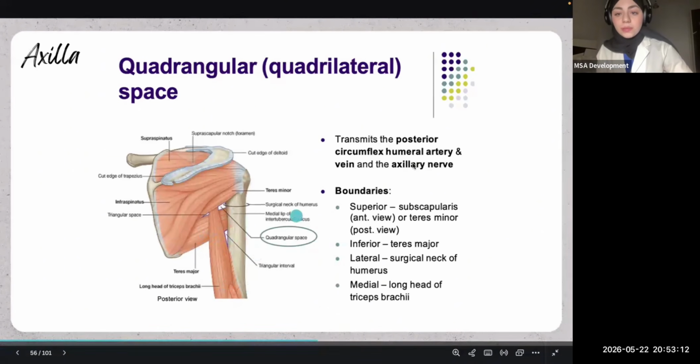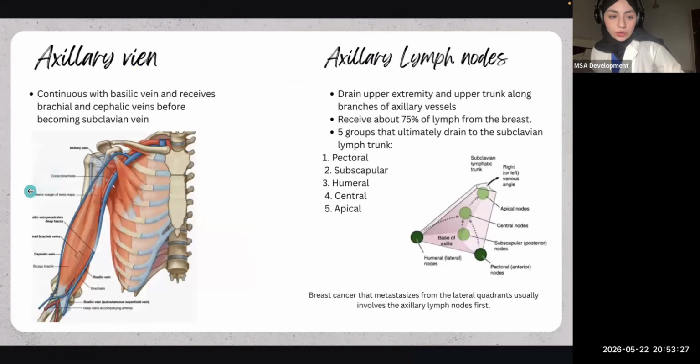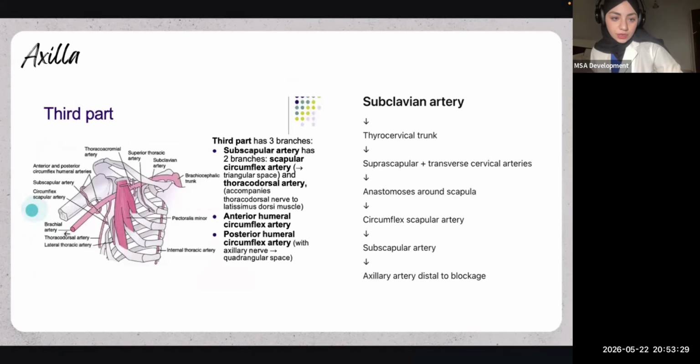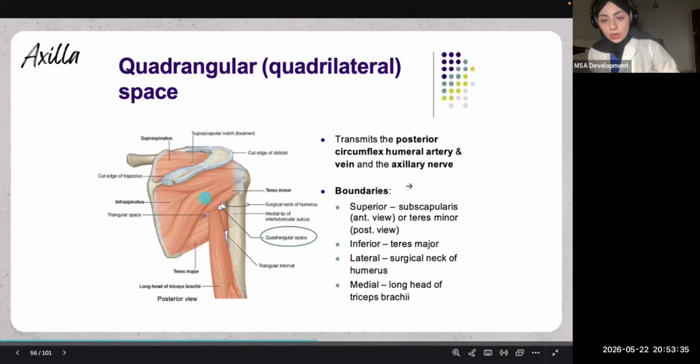Now, what passes by them is the posterior humeral circumflex artery and the axillary nerve. We said this multiple times, but right here, a cuff over the surgical neck is going to be the axillary nerve. With it is the posterior humeral circumflex artery, this one right here. And this one comes off the third part of the axillary artery, or the lateral part. Now, these are going to be the boundaries.